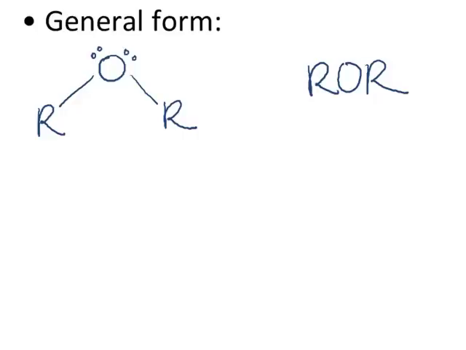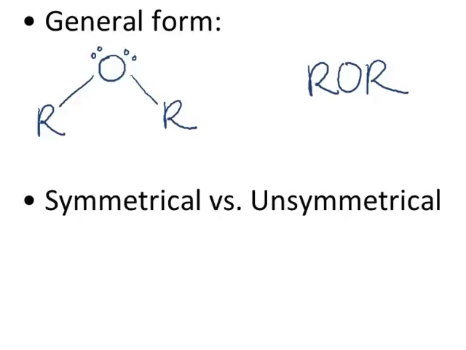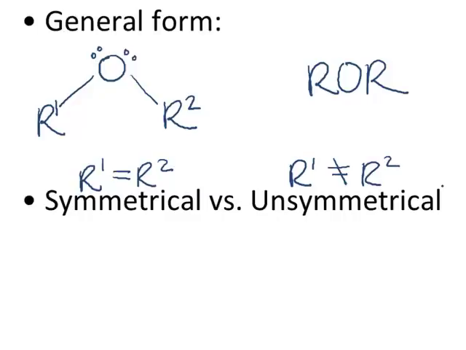Ethers can be classified in two general categories, symmetrical ethers and unsymmetrical ethers. As you would guess, it has to do with whether we have a mirror image in the molecule. To be even more specific, it depends on whether the R groups are identical or different. For example, if we consider the R carbon chain on the left side to be R1 and the R carbon chain on the right side to be R2, then a symmetrical ether is one in which R1 is the same as R2. Maybe they're both methyls or ethyl groups. In an unsymmetrical ether, R1 would be different than R2. So maybe we have an ethyl and an isopropyl.